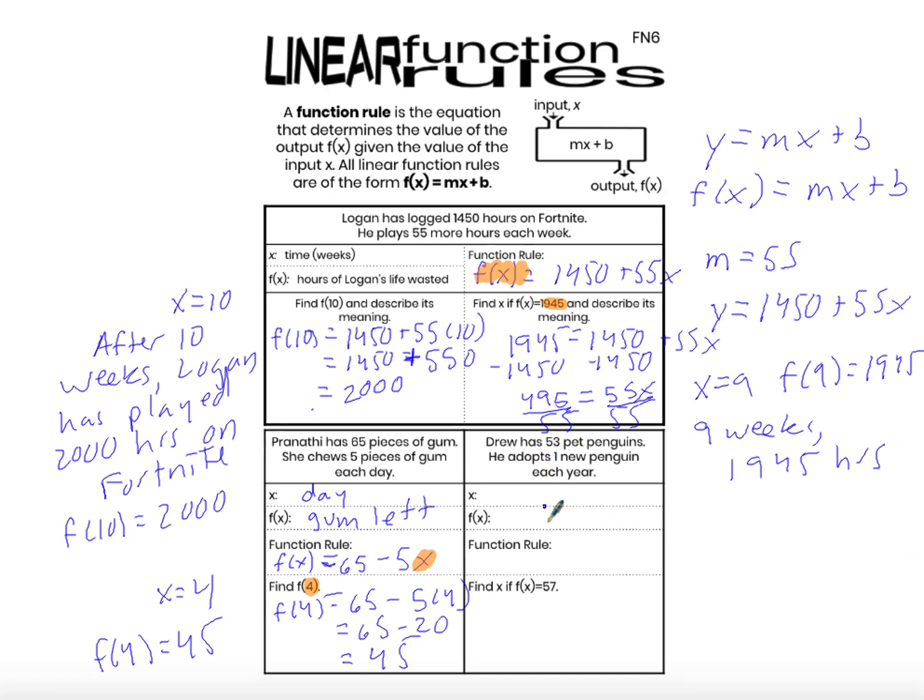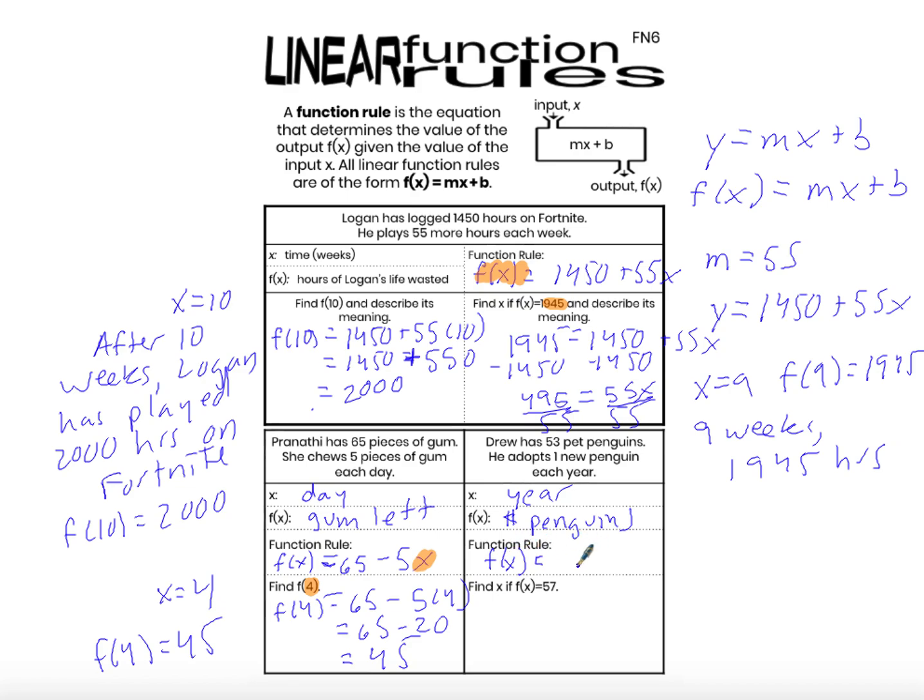Second example, Drew has 53 pet penguins. He adopts 1 new penguin each year. Defining my variables, my input is years. My output is number of pet penguins. So just like I would have done in my linear unit, I find the start value, which is 53, the rate of change, which is 1, and I write my equation. Just now I'm calling my equation a function rule.